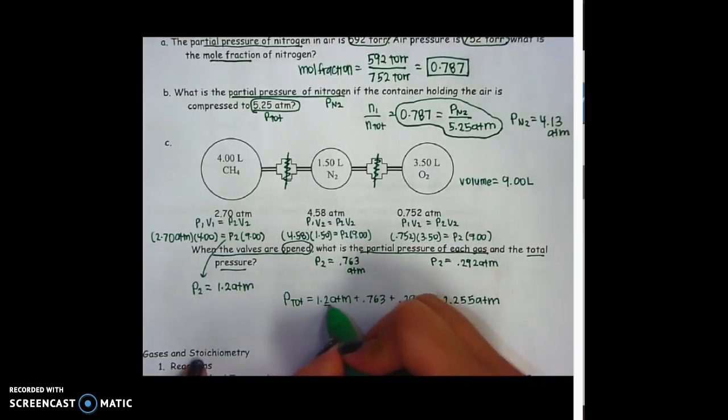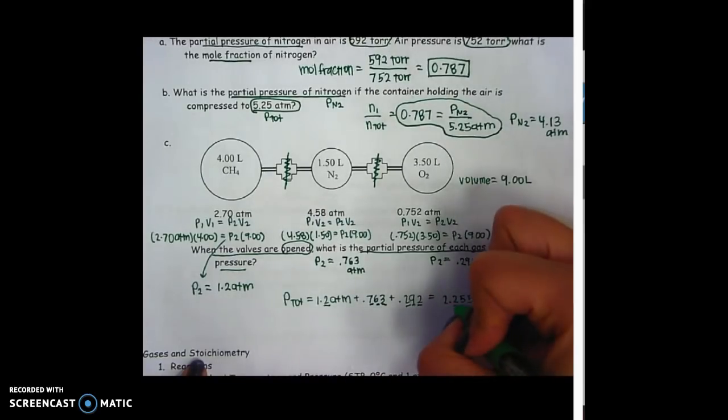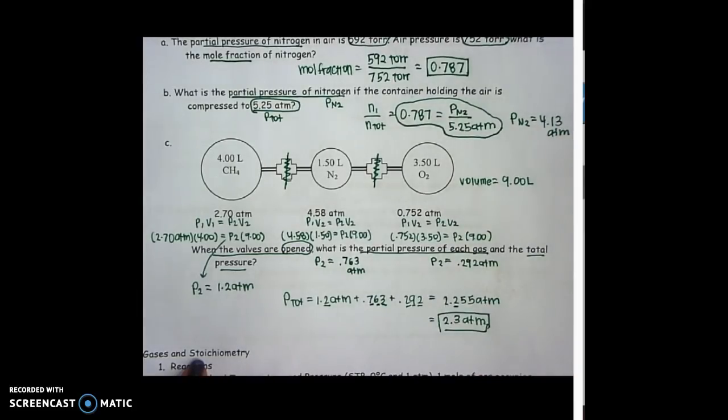We're adding these, so you have to go to the smallest number of decimal places. So I need 1 decimal place. So it's going to be 2.3 atm for P total right here. And that is it.